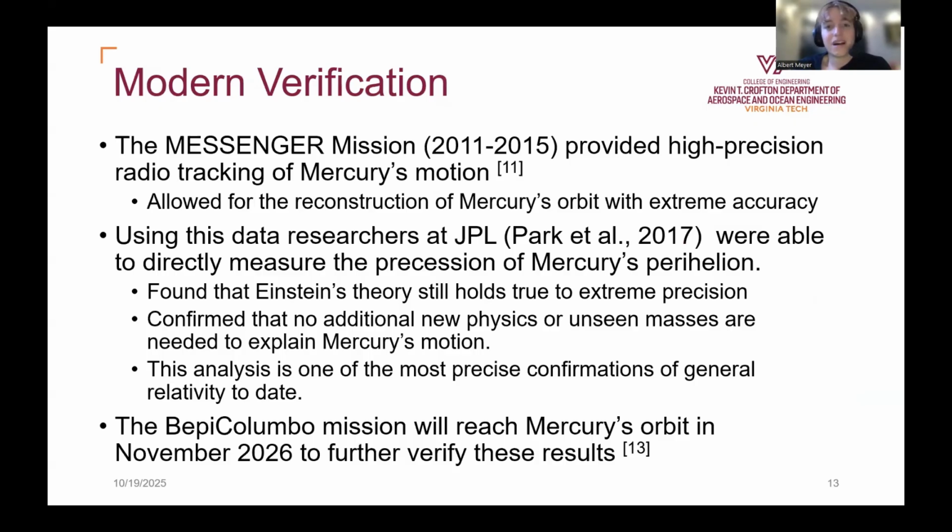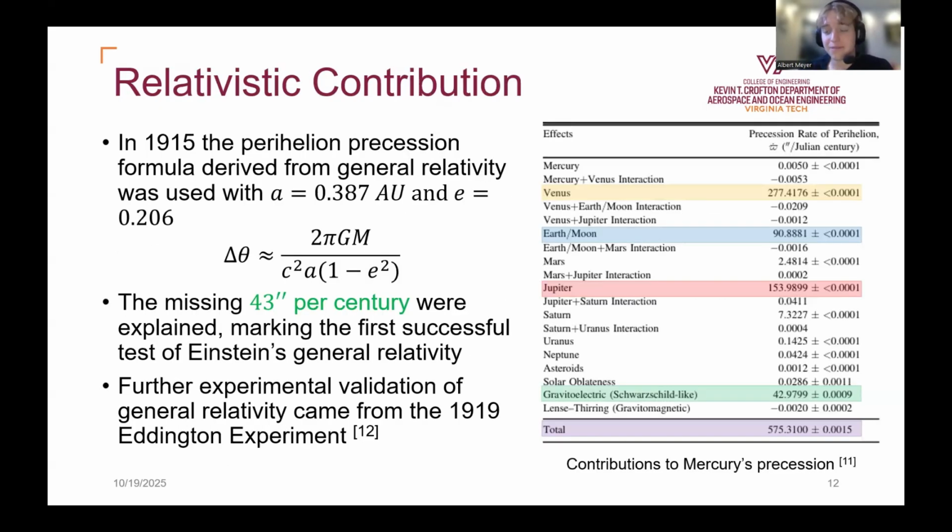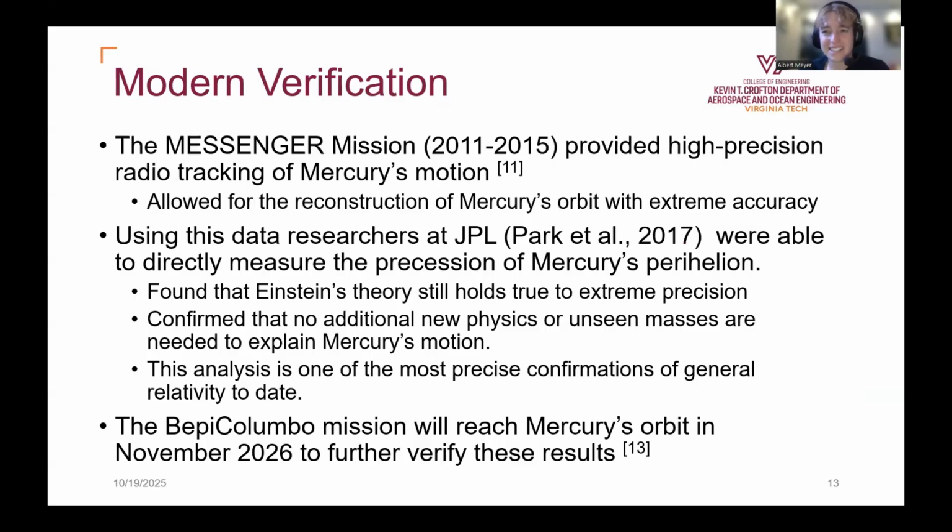So where this table came from, and what we talked about briefly in class, is this paper by Park et al. from 2017. It's in the Unit 3 files, I believe, on the course website, and it's linked at the end of this PowerPoint. The Messenger mission, which is an acronym, the M is for Mercury, went around Mercury's orbit for 4 years, taking very, very precise measurements of the orbit and allowed us to recreate its orbit in very accurate simulations.